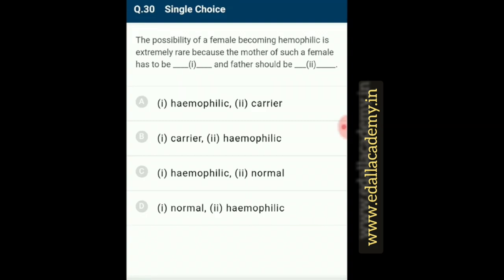For a daughter to be hemophilic, her father must be hemophilic, as she receives only his X chromosome, and the mother must be a carrier, if not hemophilic, to pass the X chromosome to the daughter. So the answer is option B. One is filled with carrier and the two is filled with hemophilic.